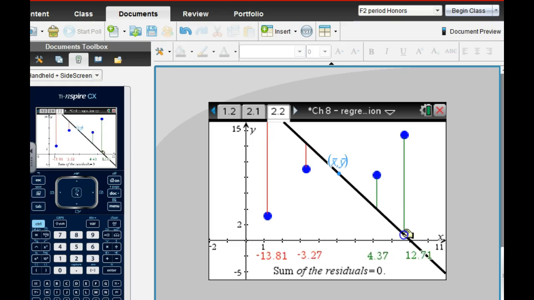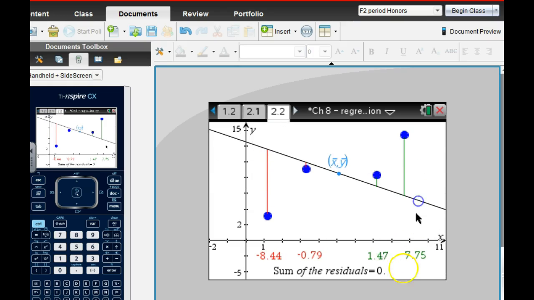Does it matter if I move the line? What's the sum of the residuals? It always adds to 0. Residuals will always add to 0. That's a really interesting idea. They also always go through this point here, this X bar, Y bar point. So keep that in mind as we move forward. A regression line will always, that's not actually a point of data.